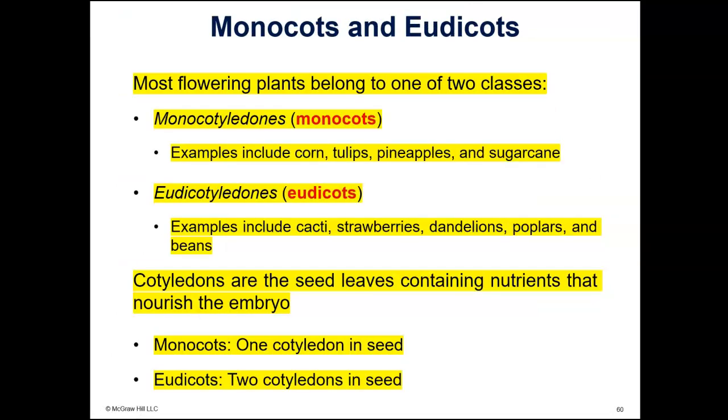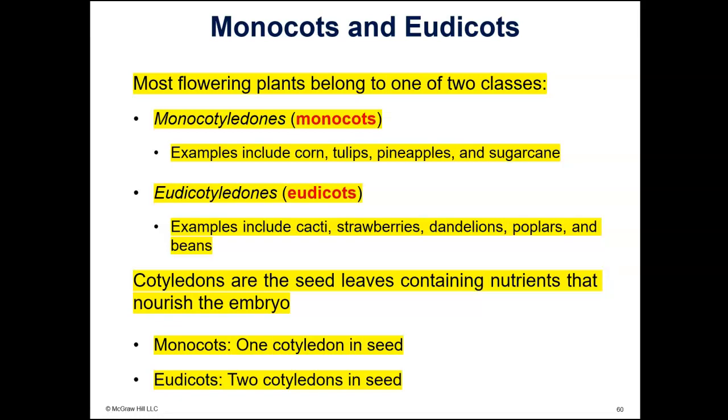Angiosperms are divided into monocots and eudicots. Monocot is short for monocotyledon, and eudicot is short for eudicotyledon, or sometimes shortened even further to just dicots. But monocots include corn, tulips, pineapples, and sugarcane.